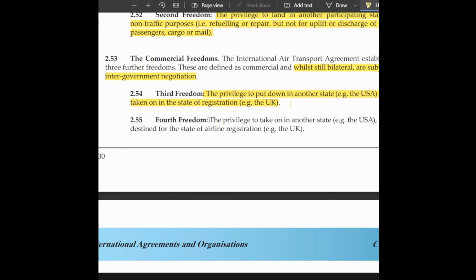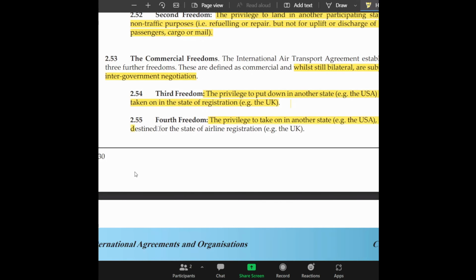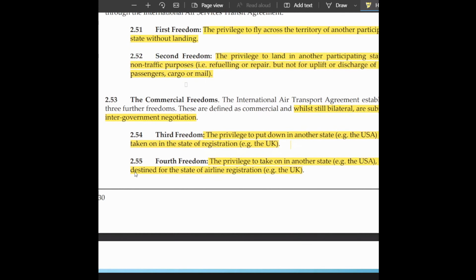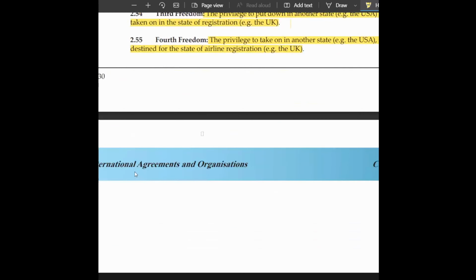The fourth freedom is the privilege to take on in another state traffic destined for the state of registration. This is basically an airline of China, let's say Cathay Pacific, landing in Nagpur, picking up passengers, and then going back to China. This is the fourth degree of freedom. These two are different from first and second because these two are subject to bilateral agreements and inter-government negotiations, which is basically your visa process, etc.